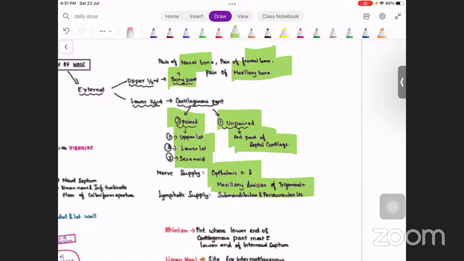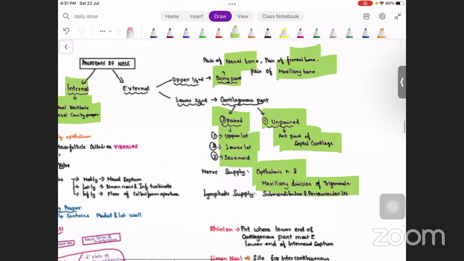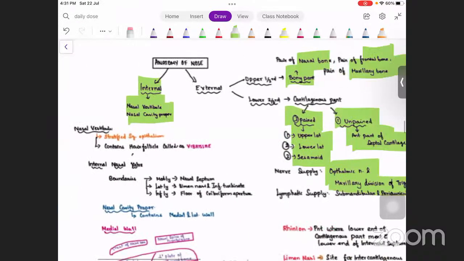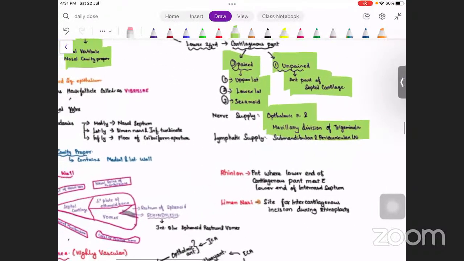You may see the nerve supply of your external nose with the two-third of your cartilaginous part. Then you have the lymphatic supply. Speaking about the lymphatic supply, you may see submandibular and periauricular lymph node involvement.